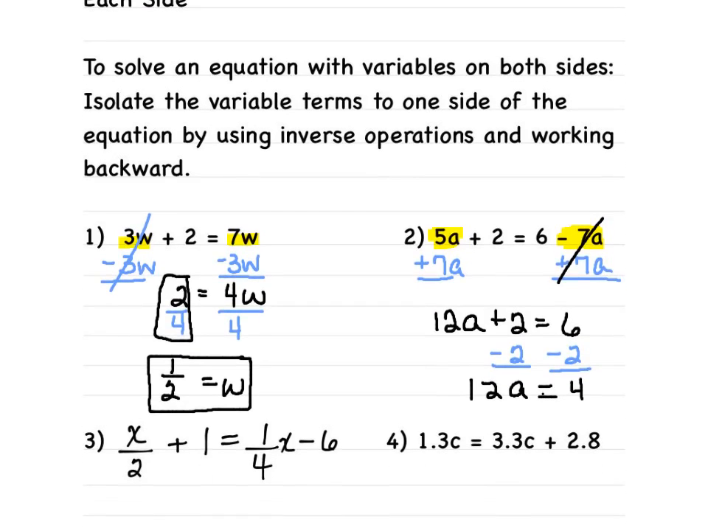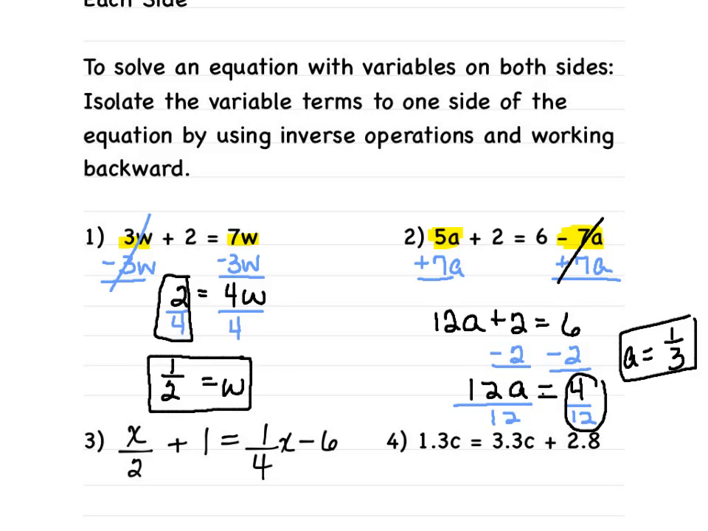I'm running out of room rather quickly here, but I'm going to try to squeeze it in as best I can. Divide by 12 on both sides. And I'll write it over here. A equals 4/12, or reduced, that's the same as 1/3.